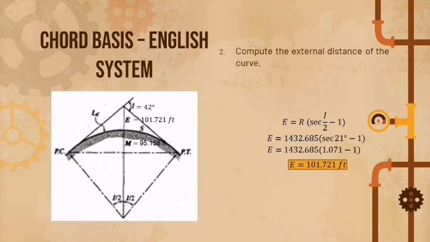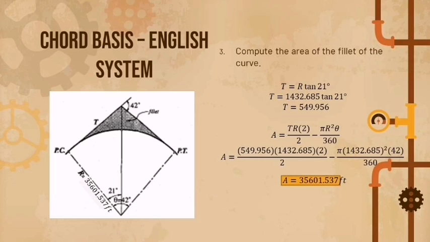For number 2 for English system chord basis, compute the external distance of the curve. So E equals radius times sec of the angle of intersection over 2 minus 1. The value of our radius is 1432.685, sec 21 degrees minus 1, and we will get the answer of 101.721 feet. So they're using feet again because of the English system.